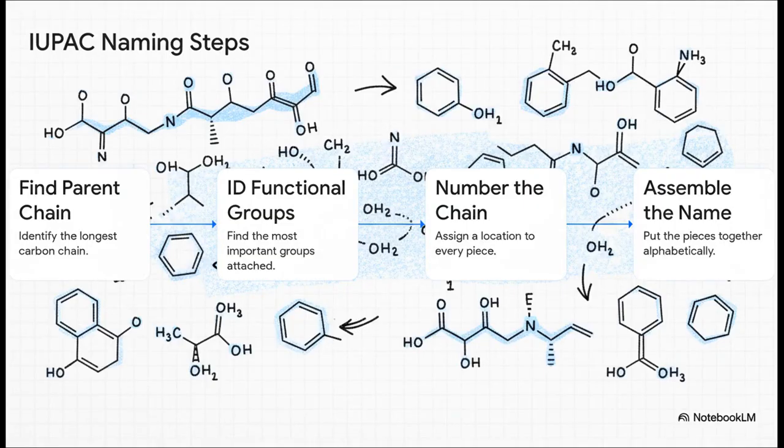Believe it or not, this entire system, no matter how complicated the name, just boils down to these 4 basic steps. First, you find the molecule's backbone, the longest chain of carbons you can. Then, you spot all the important bits and pieces hanging off of it. Third, you give every carbon in that backbone a number, like a street address, so every piece has a location. And finally, you just list all those pieces in alphabetical order to build the final name.